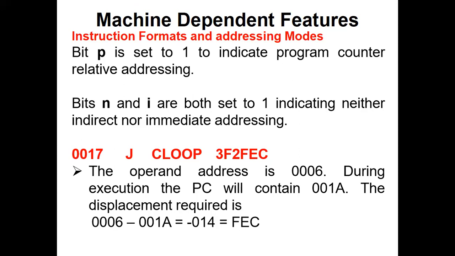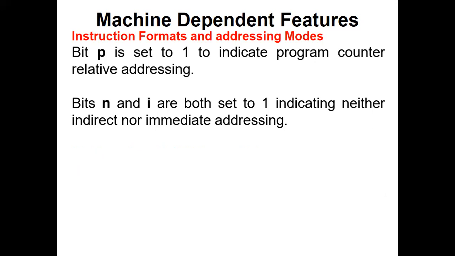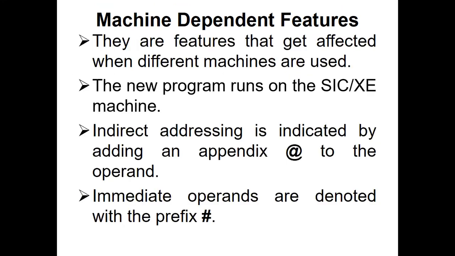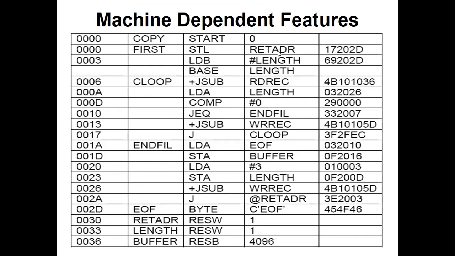Remember the bits. If I can remind you, N and I can be 0,0, 0,1, 1,0, 1,1. We said that if N is 0 and I is 1, that means immediate. But with immediate operands, we usually put a hash. This instruction, STL RETADR, has no hash. Therefore, it can't be 0,1. It can't be indirect addressing either, because we said that with indirect addressing, we have this ampersand sign in front of the operand.